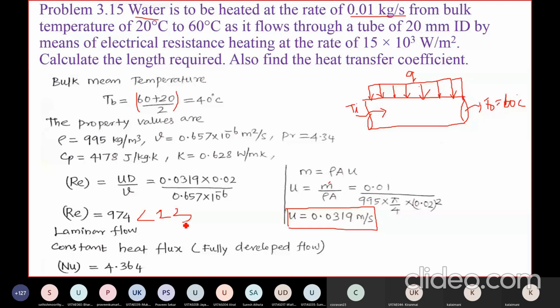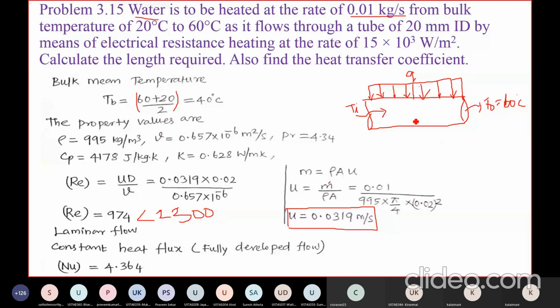Therefore, the flow is to be a... which flow? Laminar flow. Then it is a laminar flow, but it is subject to a constant heat flux. It's a laminar flow and it is subject to a constant heat flux. Okay, so we just look at here.